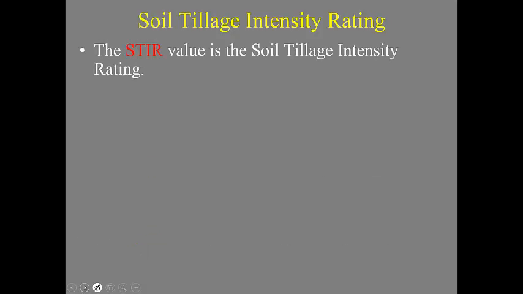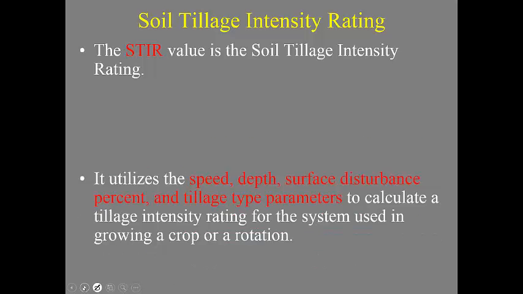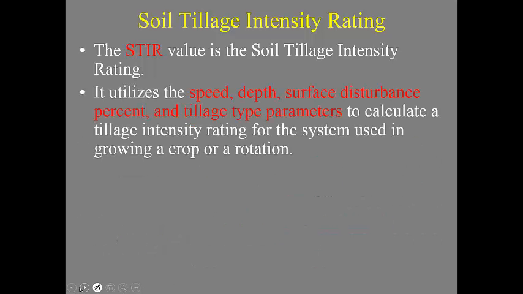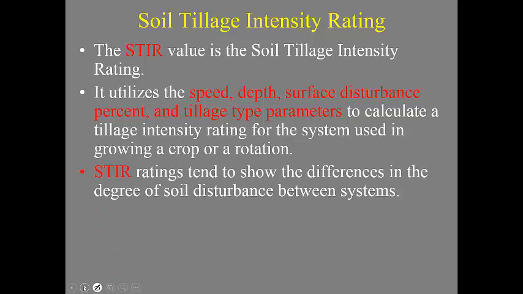The next tool or variable output from RUSLE2 is the STIR. The STIR value is the tillage intensity rating, which goes from 0 to 200, and it measures the amount of disturbance in terms of the tillage type that we looked at before, the surface area disturbance, how deep we are with the tillage tool, and really how much are we breaking up soil consolidation.